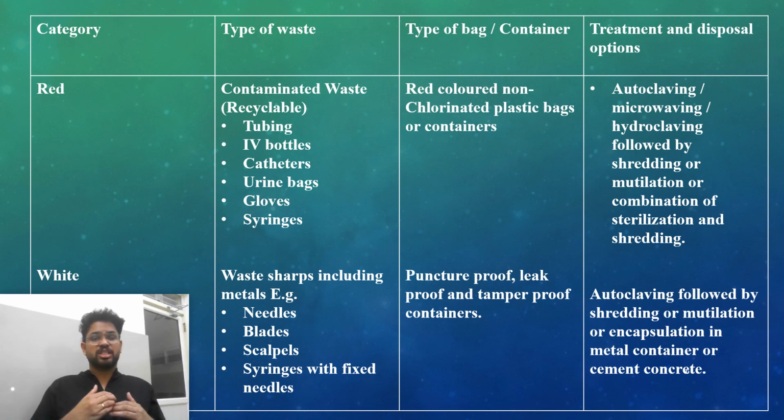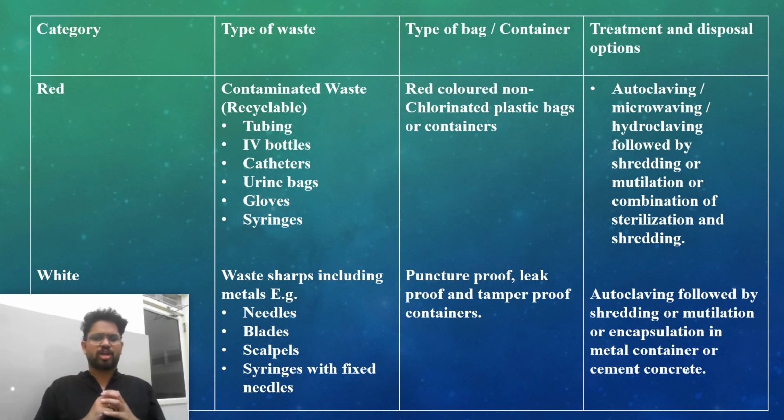In the red category, it contains tubing, IV bottles, catheters, urine bags, gloves, and syringes. The type of bag is red colored non-chlorinated plastic bags or containers. It's treated by autoclaving, microwaving, or hydroclaving, followed by shredding. In white bags, it is the sharps, including needles, blades, scalpels, and syringes. So white will have all these very sharp materials.